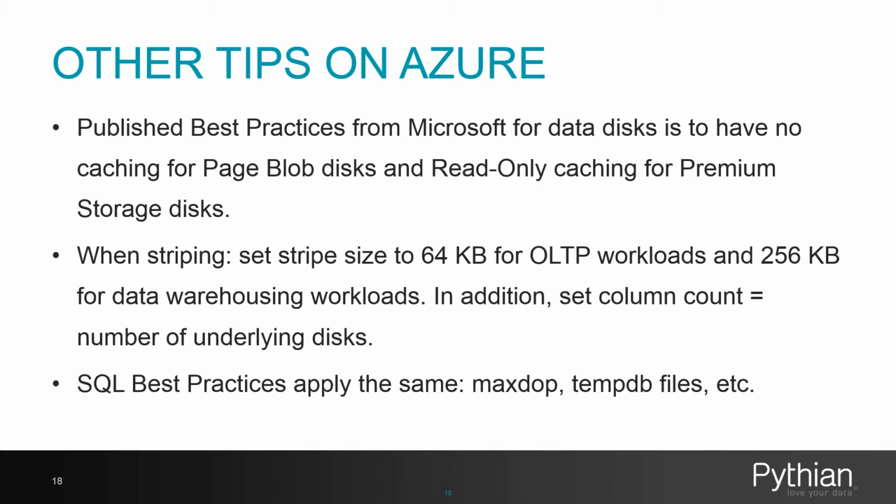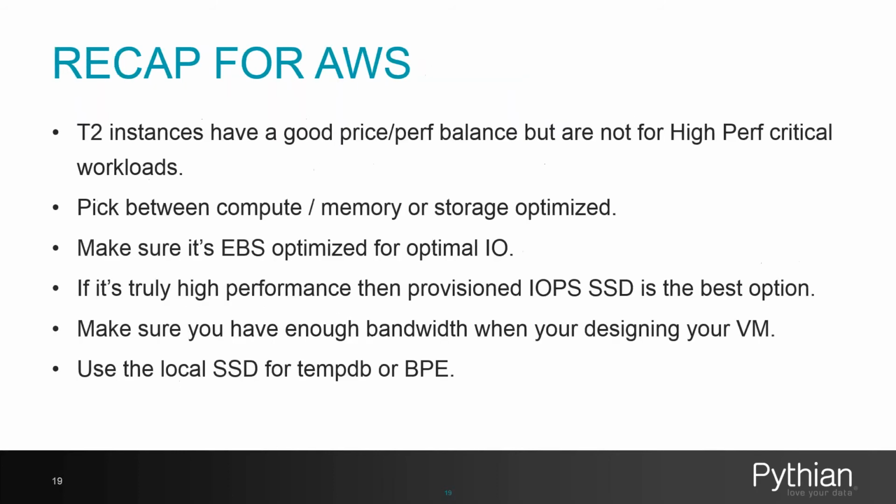Okay. All right, so a recap for what we learned for AWS. So the T2 instances, they have a good price-performance balance, but not really for high-performance critical workloads. They're for workloads that are mostly quiet and then they burst. I wanted to include them for completeness of vision so that you are aware of these type of CPU bursting instances. My recommendation in general is that you would pick between a compute, a memory, or a storage optimized instance. Which one is the best one for you? It really depends on your workload.